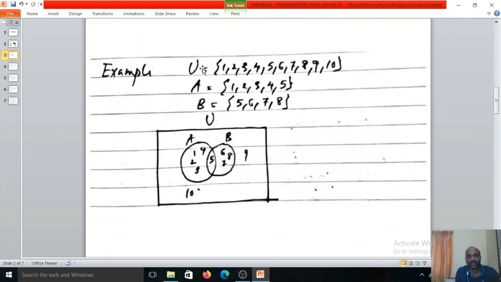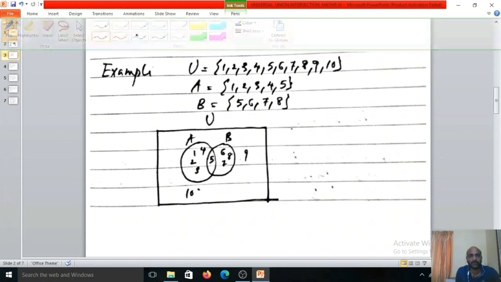Now consider one example. Suppose U equal to 1 2 3 4 5 6 7 8 9 10. 10 elements are there. A is 1 2 3 4 5. Clearly A is subset of U and B also subset of U. How we can represent by using Venn diagram?